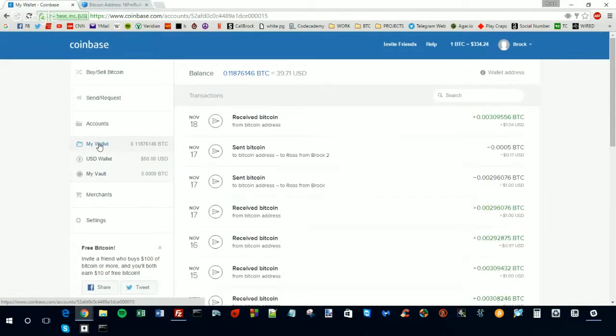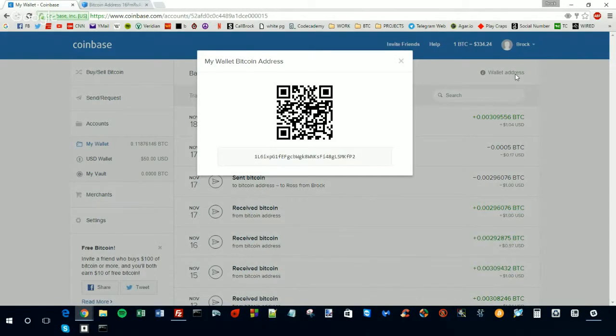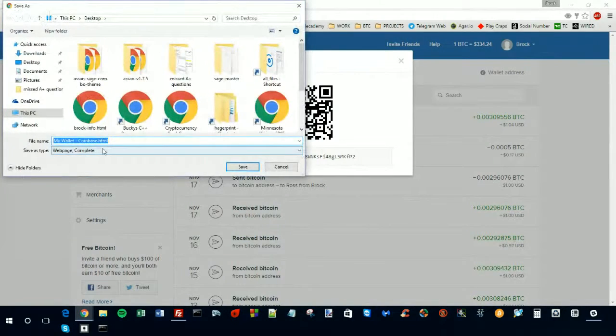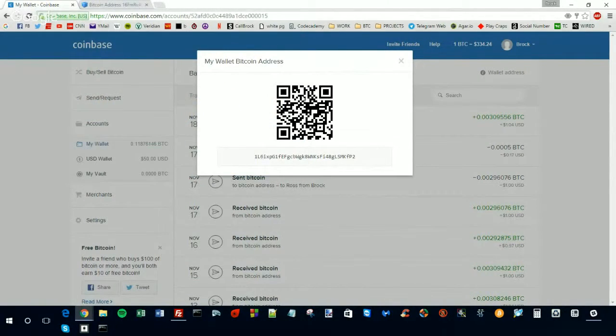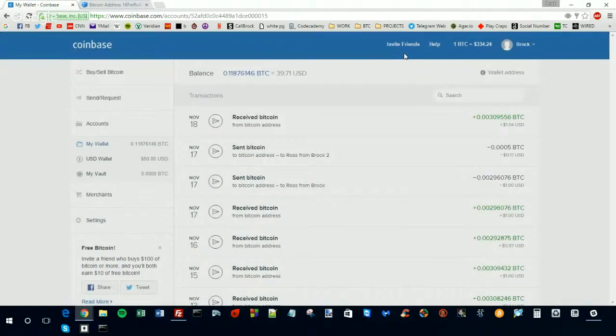So my wallet, right here, I can click on my wallet address, and this is my Bitcoin public address for my wallet. If someone wanted to send me Bitcoin, I would just send them this, or you can even save this picture of your QR code as an image, and you can send that, and they can use their phones to actually send Bitcoin with a QR code.